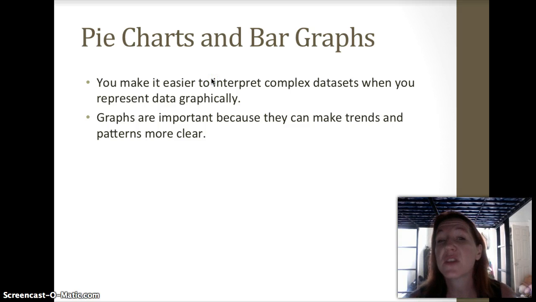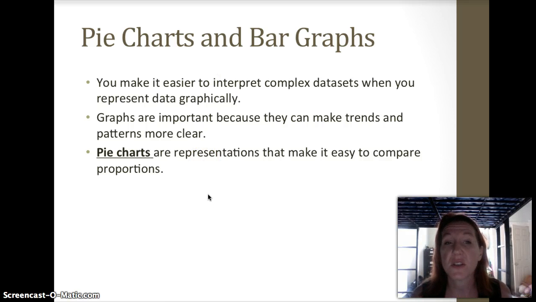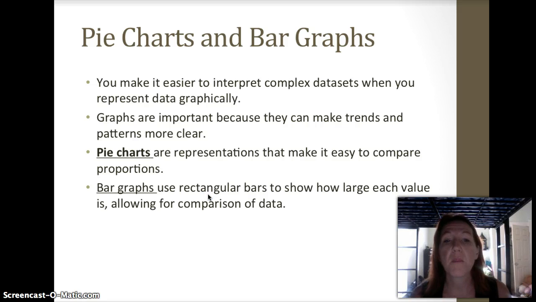Graphs are important because they can make trends and patterns more clear, so we can take information that's happening today and see what may happen in the future. Pie charts are representations that make it easy to compare proportions, so we can do this with a very large amount of data and still have a very simplistic chart to look at to understand what's happening. Bar graphs use rectangular bars, horizontal or vertical, to show how large each of the values are, and this allows us to compare data.